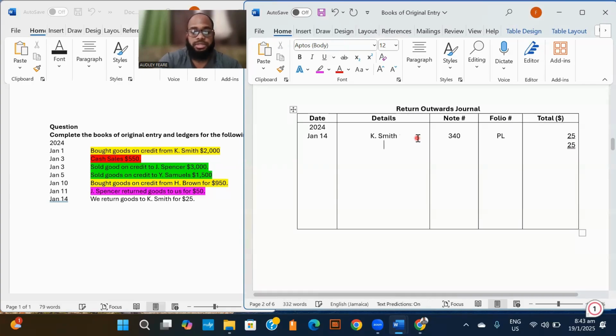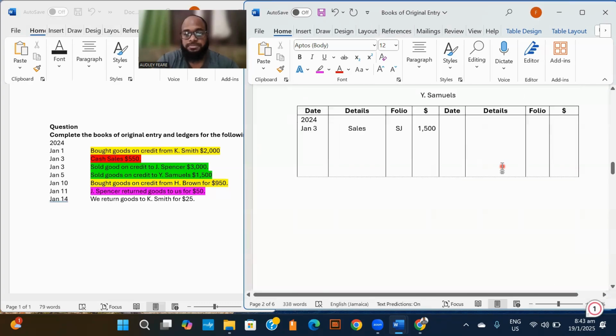And of course, this would be transferred in the details, transferred to the name of the account, which would be the return outwards account, capital R for consistency. And of course, this goes to the general ledger. So from journal to purchases ledger to general ledger. Now we go to the purchases ledger.